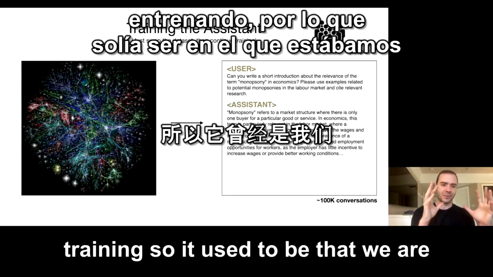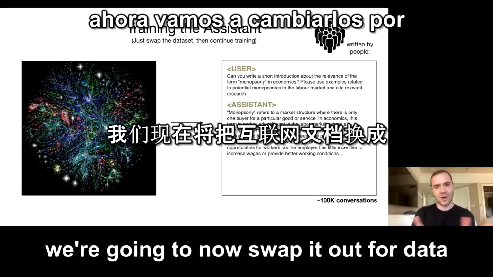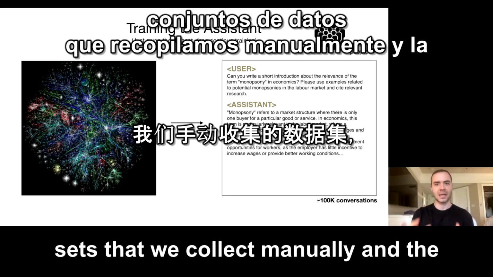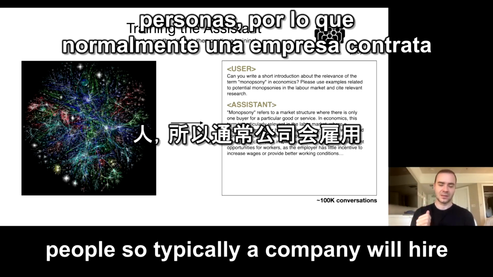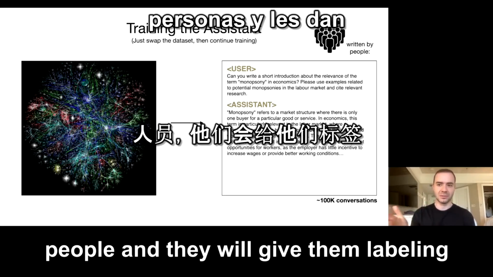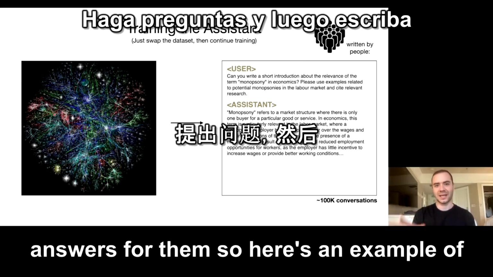So it used to be that we were training on internet documents. We're going to now swap it out for data sets that we collect manually. And the way we collect them is by using lots of people. Typically a company will hire people and give them labeling instructions, and they will ask people to come up with questions and then write answers for them.